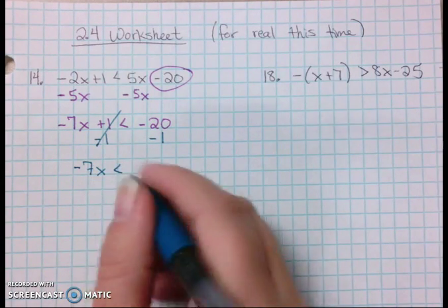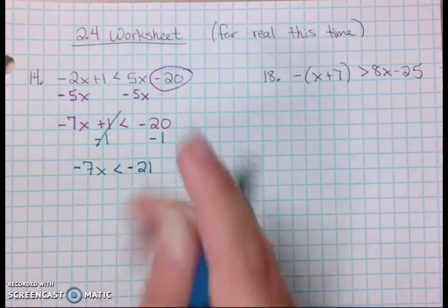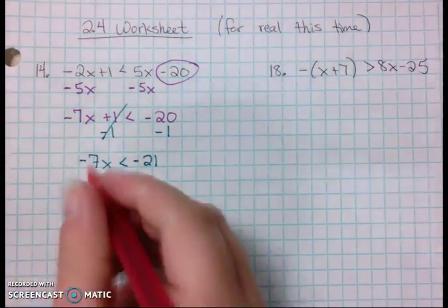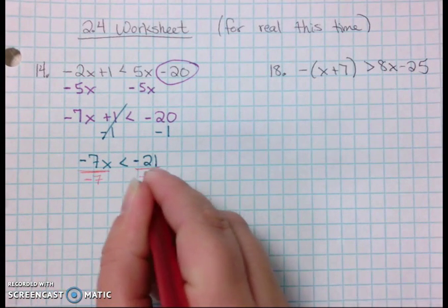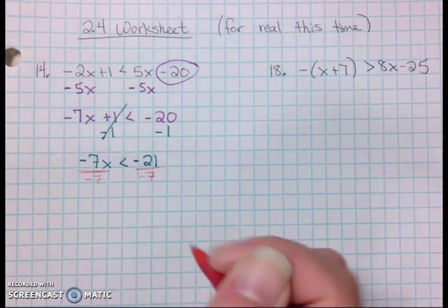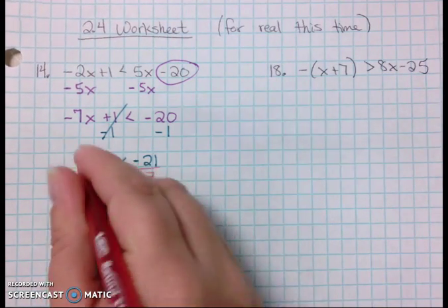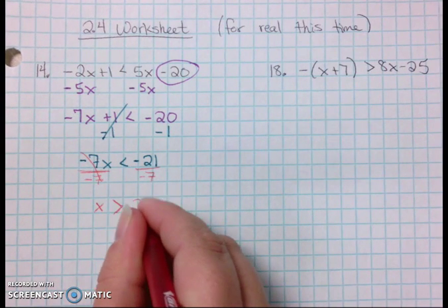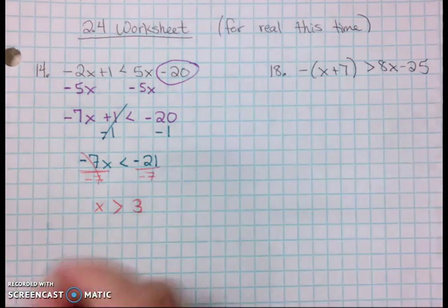And negative 20 minus 1 is negative 21, because of the whole negative thing. And now we divide by negative 7 on both sides, and you should all be yelling, stop! Flip the sign! I divided by a negative. So flip that sign. These cancel, giving me x. And 21 divided by 7 is 3. And a negative divided by a negative is a positive. So x is greater than positive 3.